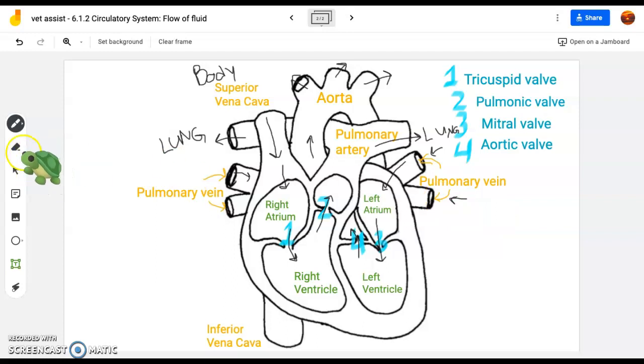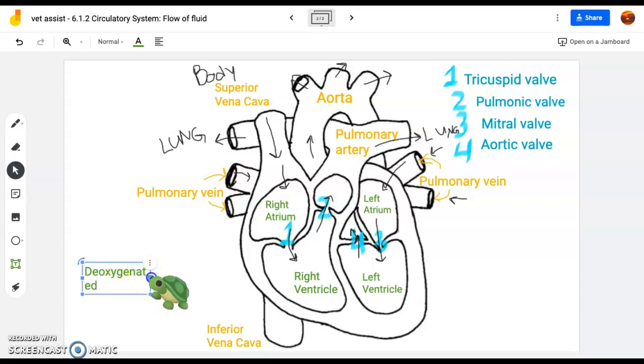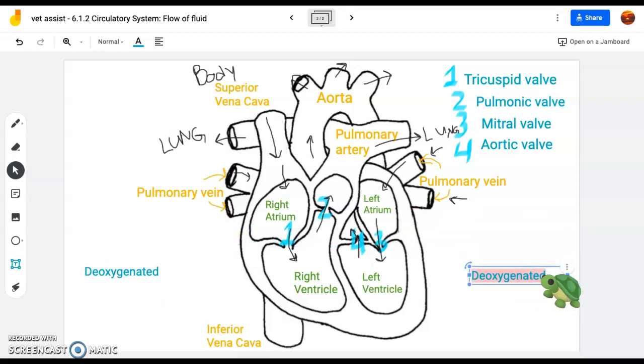Now, if I wanted to represent the oxygenated and deoxygenated, right, I'm going to go ahead and write deoxygenated. I'm going to make that blue because if I'm deoxygenated, I don't have any oxygen on my hemoglobin. And then I'm going to make an oxygenated one, and we're actually going to put that on the right side, because the left side of my heart is what is going to be oxygenated. And then guess what color I'm going to make that one? I'm going to make it red.